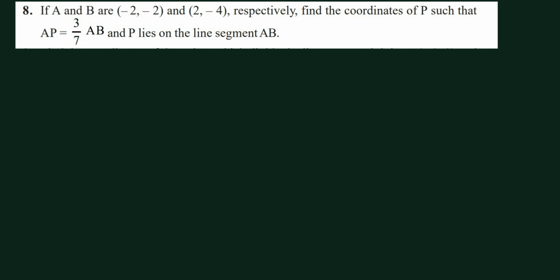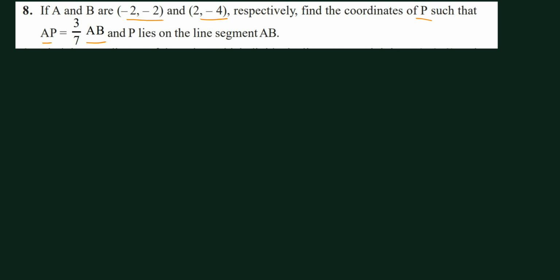If A and B are (-2, -2) and (2, -4) respectively, find the coordinates of P such that AP equal to 3/7 AB and P lies on the line segment AB. So here, listen here, A and B, the points given here, (-2, -2) and (2, -4). Find the coordinates of P, and the given relationship here, AP equal to how many times of AB?